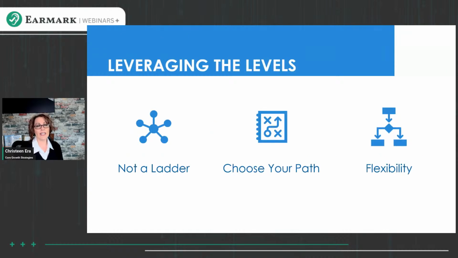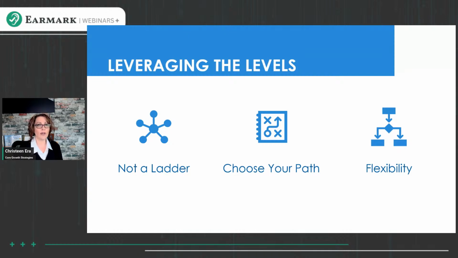So by understanding and leveraging these levels, advisors can provide more targeted and effective support to their clients, ensuring both personal satisfaction and business success. So we want to utilize the levels as a map and not a ladder. These levels don't have to be climbed in sequence. Instead, they serve as a map to explore different advisement areas.